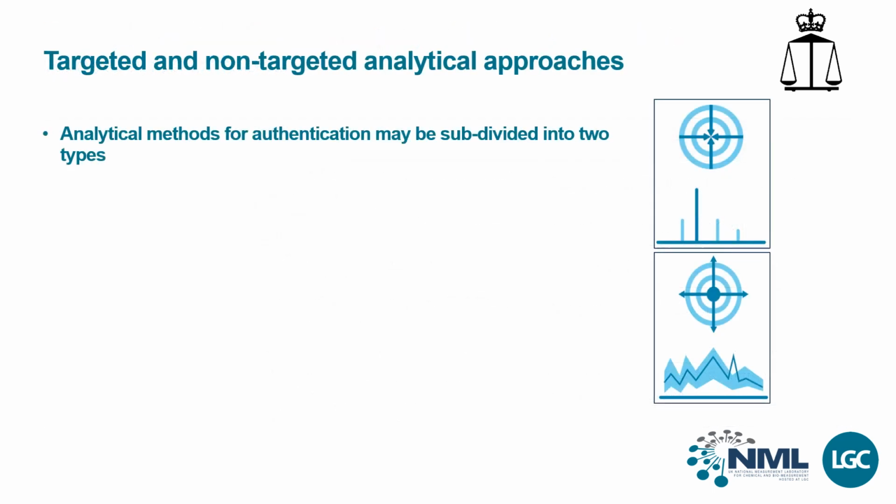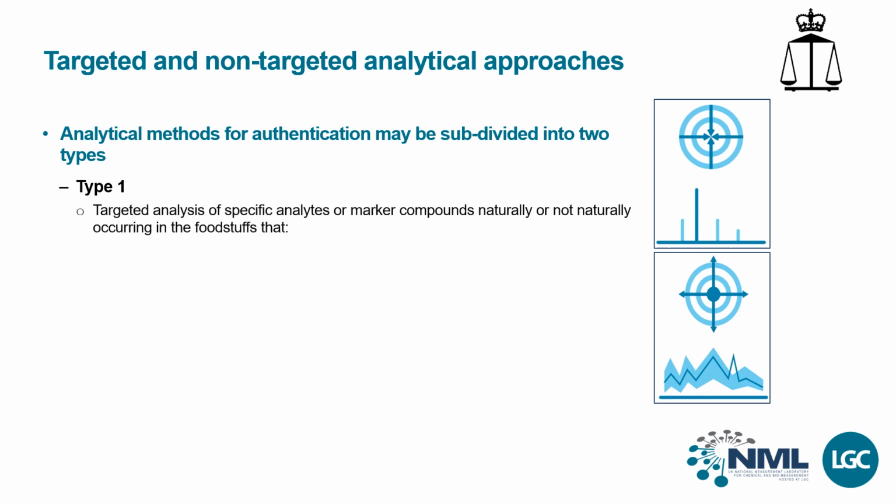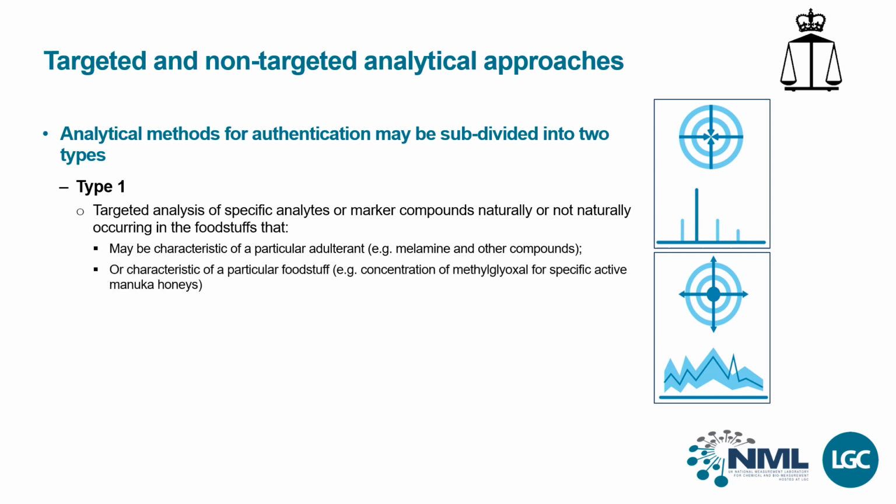Those analytical methods currently employed for food authentication purposes may be subdivided into two types. Type 1 consists of the targeted analysis of specific analytes or marker compounds, naturally or not naturally occurring in the foodstuffs, that may be characteristic of a particular adulterant, e.g. melamine and other compounds, or characteristic of a particular foodstuff, e.g. concentration of methyl glyoxal for specific active manuka honeys. A database is not required with this approach as the target analyte is either present or absent.